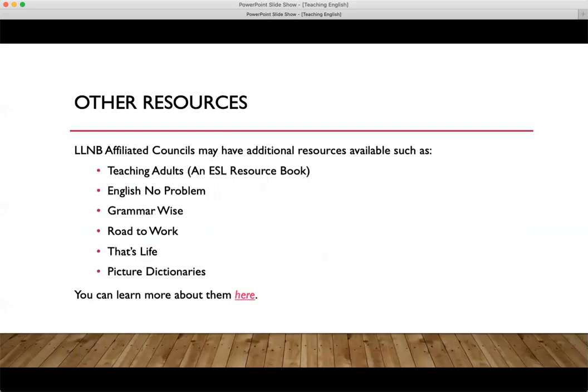Other resources. As a tutor, you may be able to find these resources at your council office, or if needed, your council office may be able to request them from the Laubach Literacy New Brunswick office. Some of these resources are Teaching Adults, a fabulous ESL resource book. English No Problem, another series for new English learners. Grammar-wise, I'll talk all about the grammar. Road to Work, That's Life, and picture dictionaries. You can learn more about them at that link, which when you download the PowerPoint, you'll be able to use.